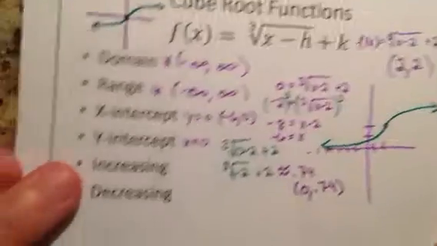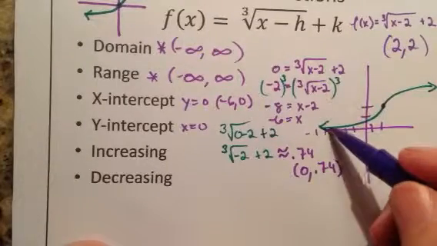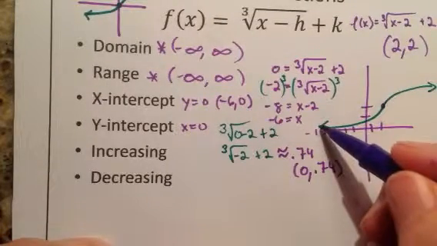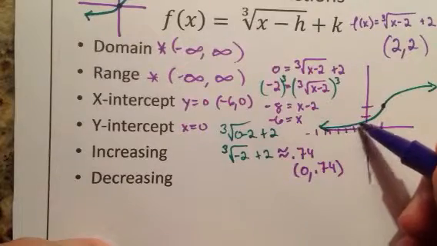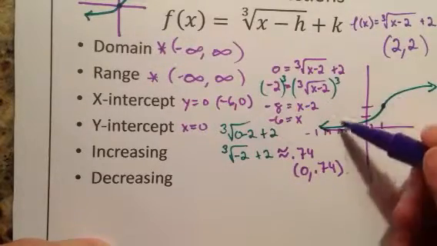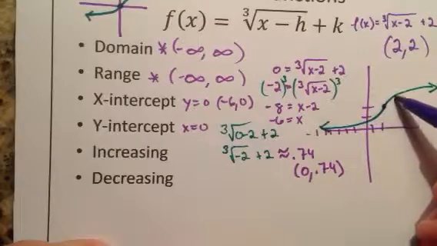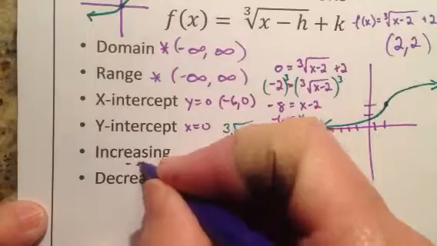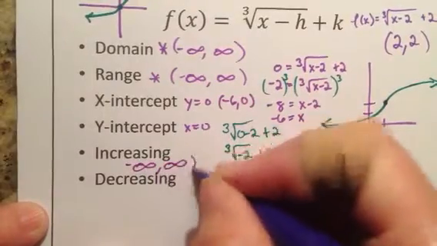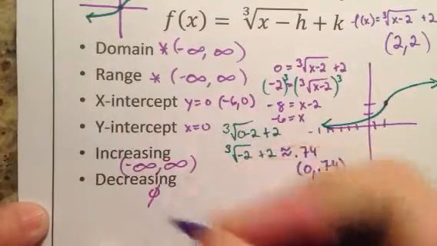Okay. Increasing and decreasing. So remember, I'm reading from left to right. As I'm riding along from left to right, can you see that I'm constantly, I know I'm turning a little bit, but I'm still always going in an uphill motion. I'm never turning downward. So this is increasing. This one is increasing from negative infinity to infinity, and it is never decreasing.